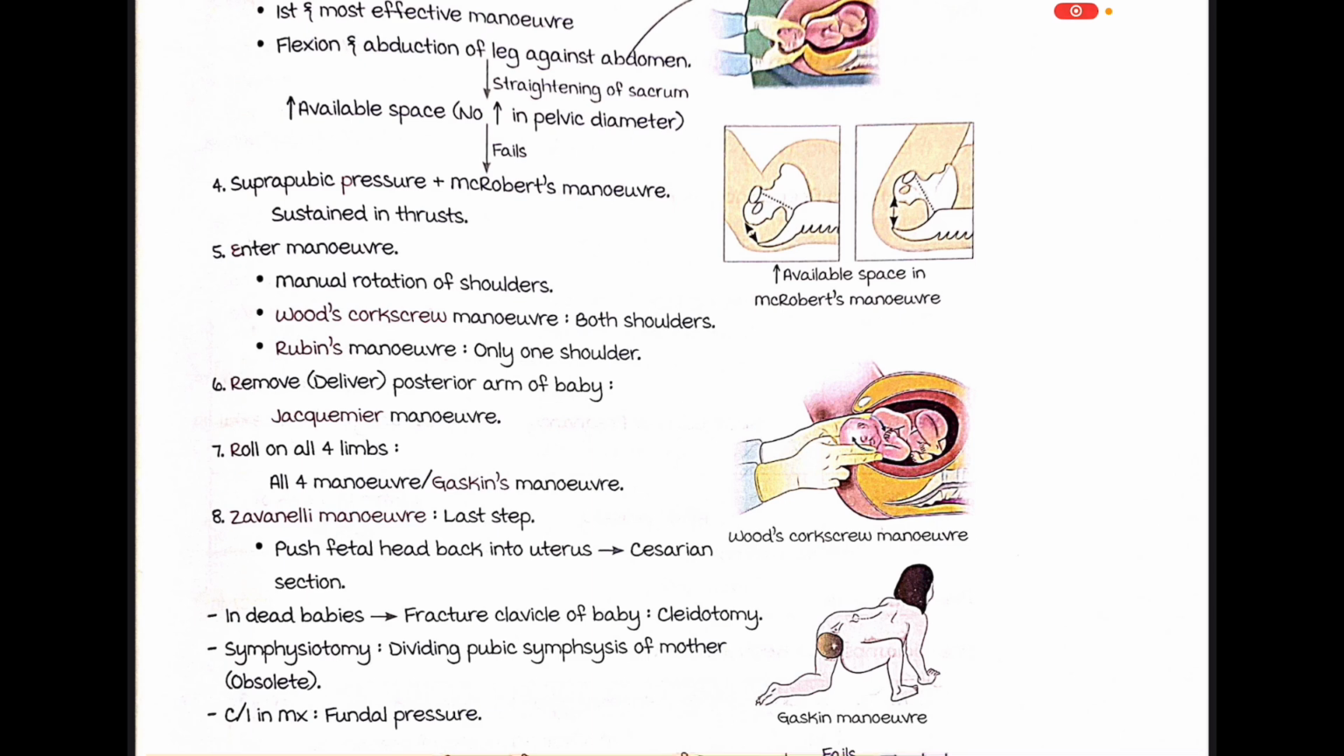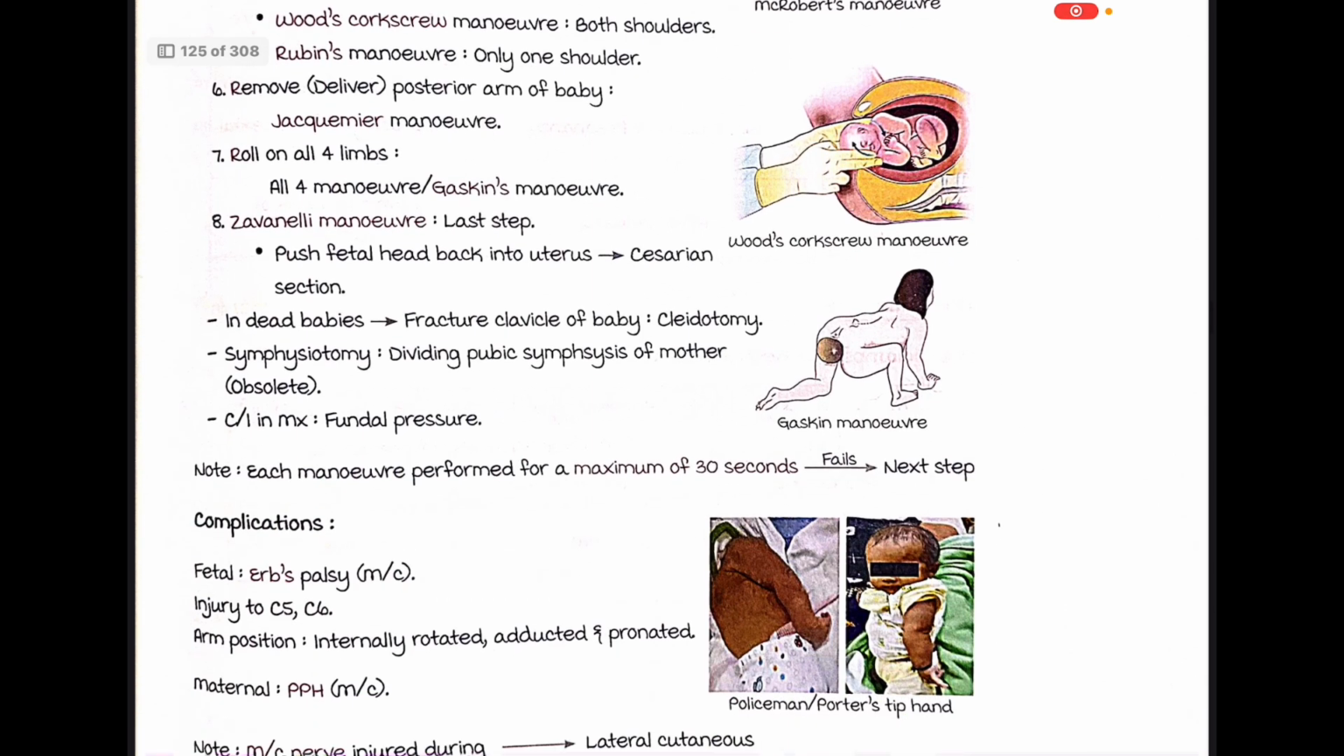Zavanelli maneuver, the last step: push the fetal head back into the uterus and do a C-section. In dead babies, fracture the clavicle of the baby, cleidotomy. Symphysiotomy, dividing the pubic symphysis of the mother, is obsolete. Contraindication in management is fundal pressure. The Gaskin maneuver is shown in that image. Wood's corkscrew maneuver delivers both shoulders.